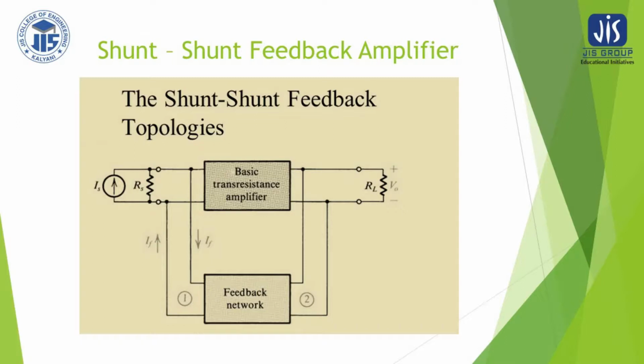Voltage shunt feedback means output quantity is voltage and input connection is shunt. That means input is the current quantity. So therefore, it is also known as current to voltage converter, that is a trans resistance amplifier. So there are two names, 1, 2, as well as another name we can give. Third name, input connection is shunt, output connection is also shunt. So therefore, it is shunt feedback amplifier.